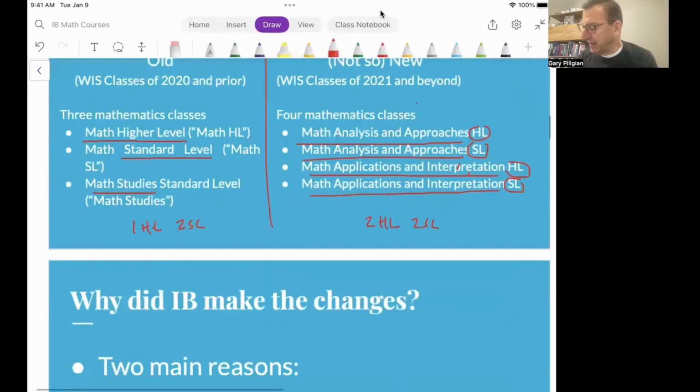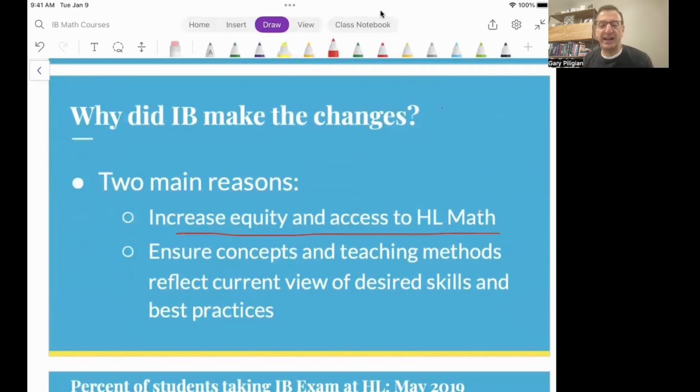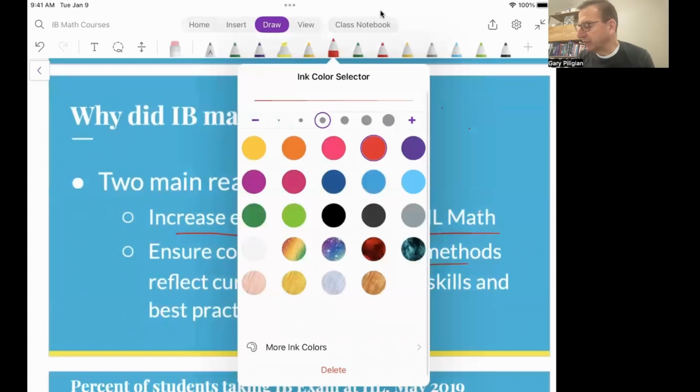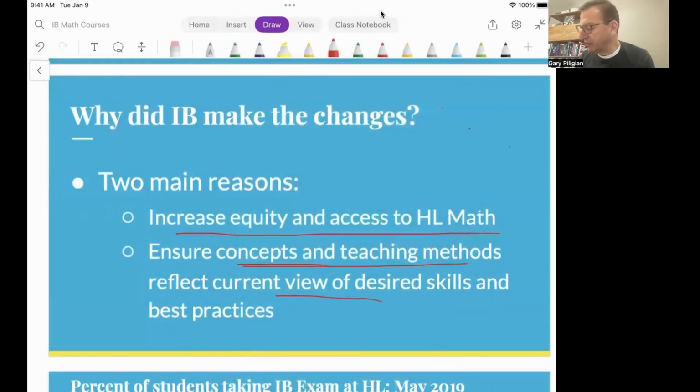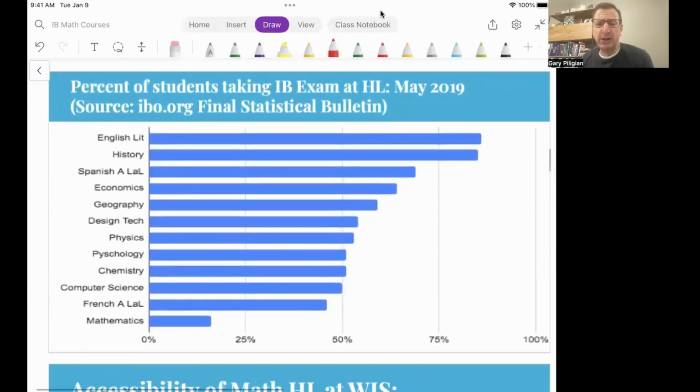Okay, and why did they make these changes? Well, there were really two big reasons why they did it. One, they wanted to increase the equity and access to HL math, and the next slide will talk about that. And second, they wanted to ensure that the concepts and teaching methods reflect the current view of desired skills and best practices. And they did that by reaching out to colleges and universities and what have you to talk about that. So here's what I mean about equity and access.